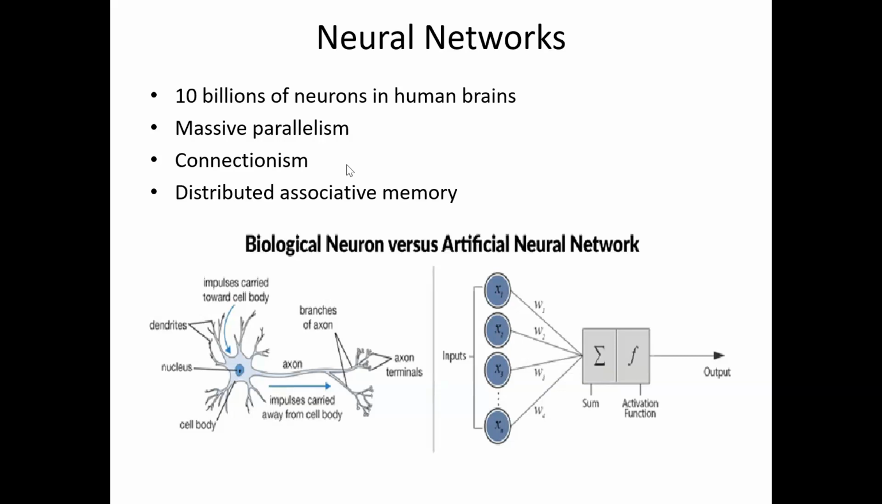Now, biological neuron versus artificial neural network. The left one shows the biological neural network. I'm not discussing that part in detail. It has different components like the cell body, nucleus, dendrites, axon terminals, and one neuron is connected to another neuron.